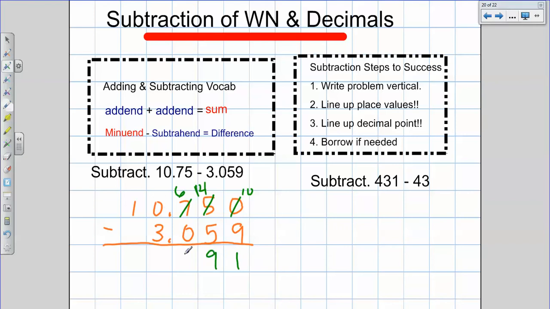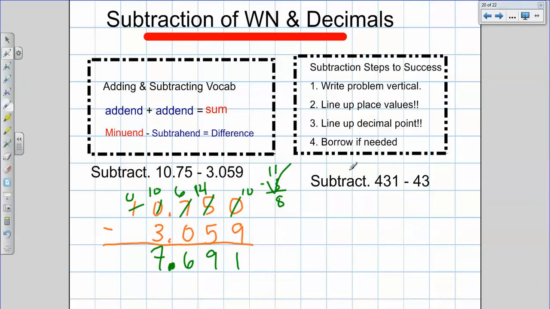6 minus 0 is 6. Put in my decimal point. Borrow, and 10 minus 3 is 7. So I should have 7 and 691 thousandths as my answer. And again, to get an estimated answer, I would have 11 minus 3 is 8. So I know that's a reasonable answer.